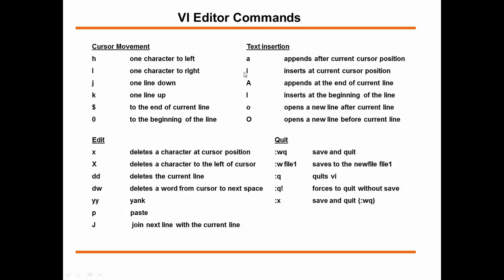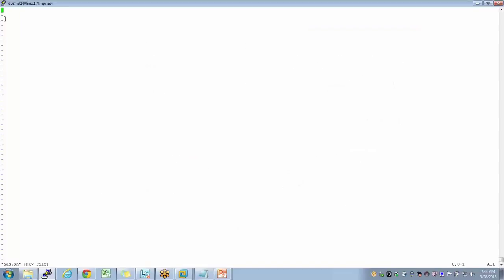Let me show you the usage of small i. So if I have to write something, I have to first press small i. So I am pressing small i. The moment I press i, at the bottom the message is gone. So this is in a write mode. Now I write something: this is my first shell program. Enter.